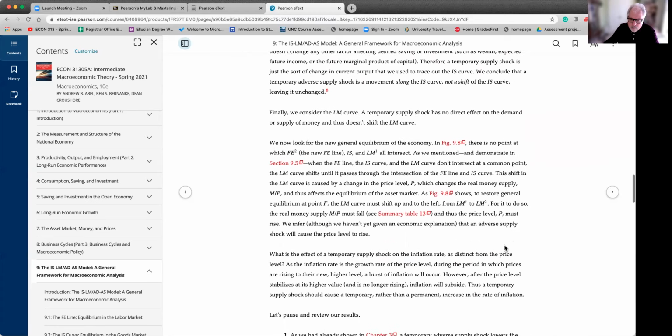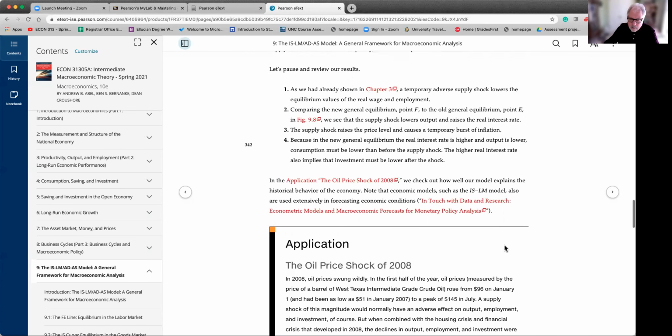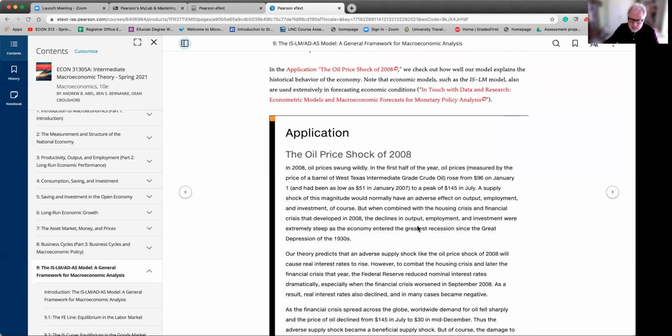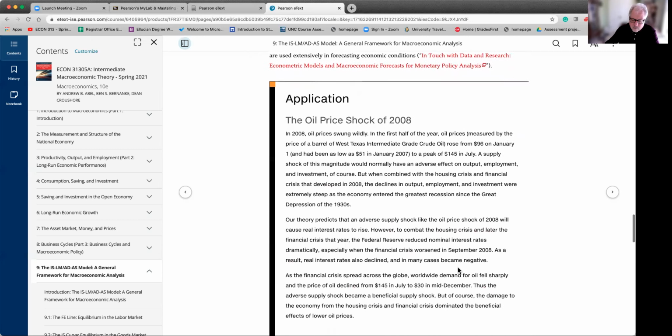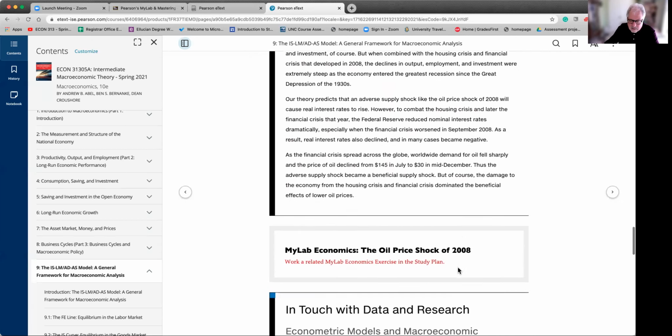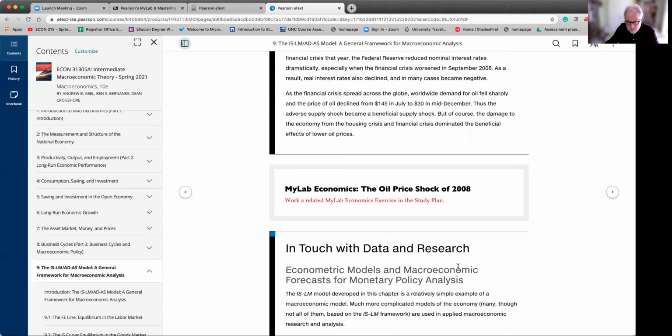So we can go through this example, right? Talk about oil price shocks back in 2008. That was the case also back in the 1970s, a long time ago. And there's a useful box here talking about how econometric models are used. You'll take Introduction to Econometrics, or you may be in it currently in that course, and how those models work for the economy. Okay.